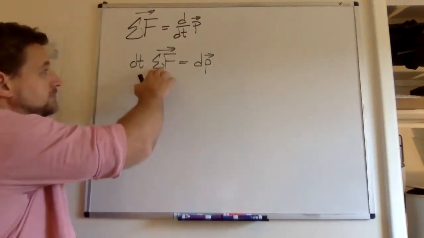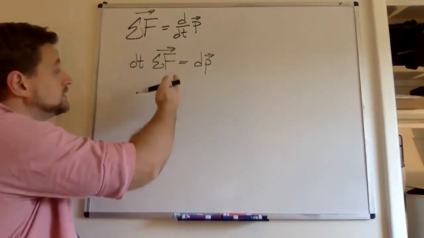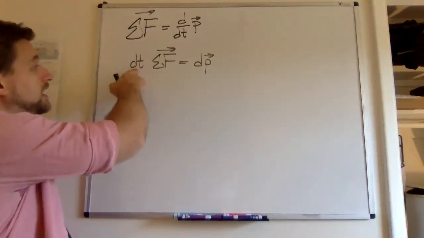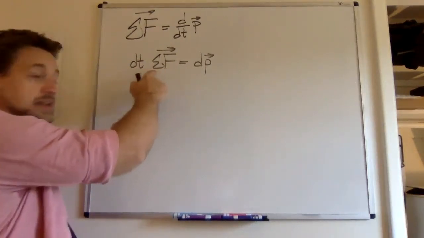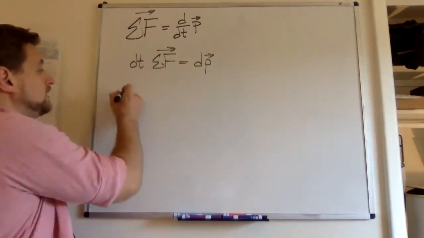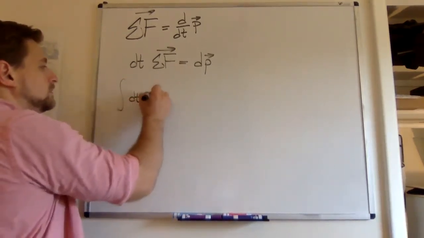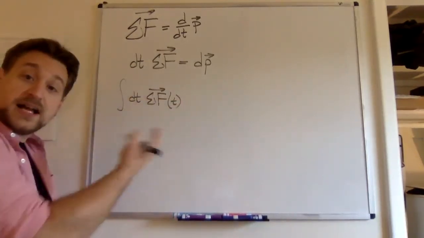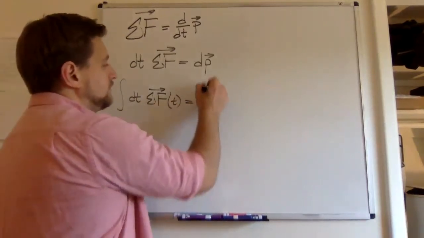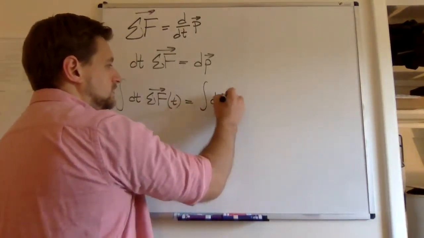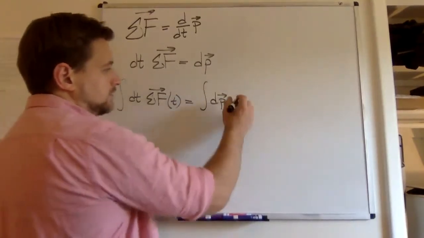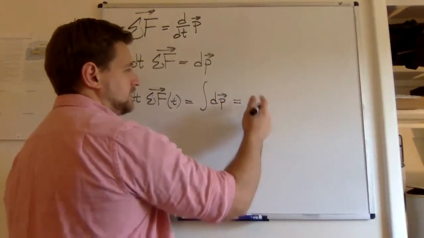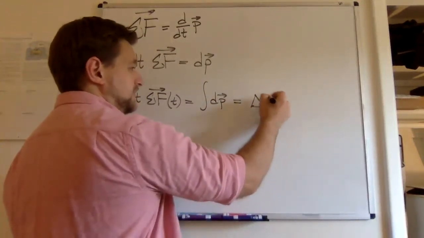If we can express the force as a function of time, then we can integrate this because we've got a differential dt and a thing that is a function of t. So we could integrate both sides. And here I'll write that it is explicitly a function of time that we're talking about, equals the integral of d momentum. The integral of d momentum is momentum. Well, I guess it's delta momentum, right?